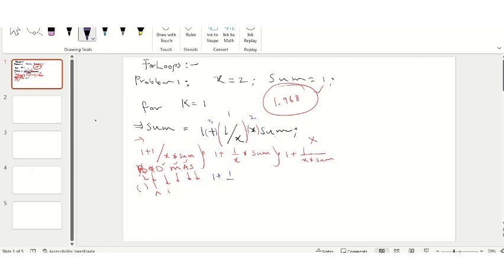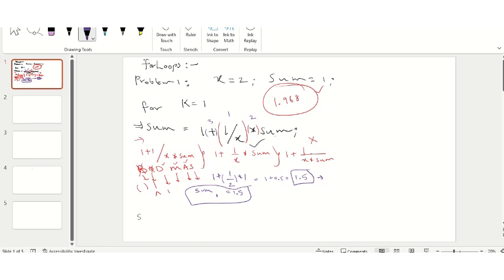1 by x is equal to 2, right, into sum is equal to 1. It's nothing but 1 plus 0.5. First one you will get 1.5. This is the output for the first loop, sir. After execution of the first loop, output is 1.5. Right? So this is correct here.